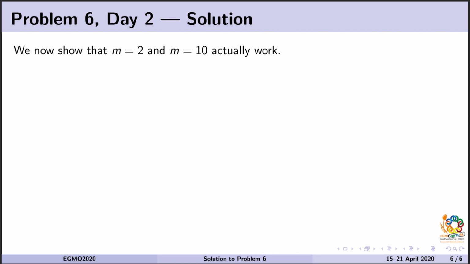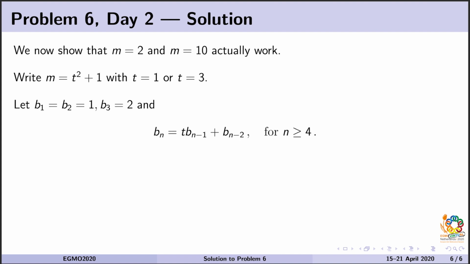The solution to the if part is the same as the one in the other solution, but we present it here again for the sake of completeness. We write m equals t squared plus 1 with t equals 1 or t equals 3 for m equals 2 or 10. Then we consider a sequence which is essentially the square root of an, defined by b1 equals b2 equals 1, b3 equals 2, and bn equals t times bn minus 1 plus bn minus 2 for higher values of n.